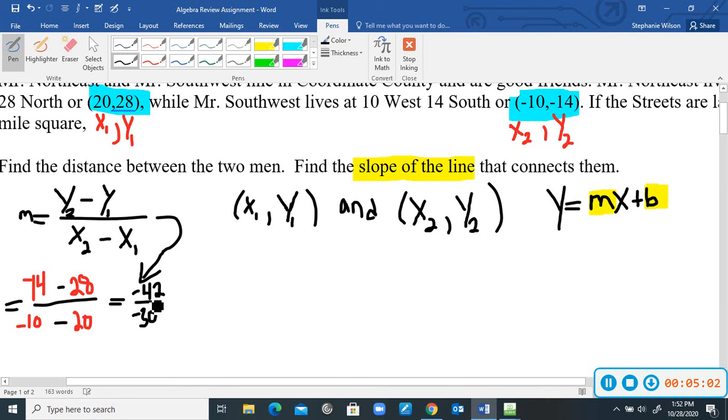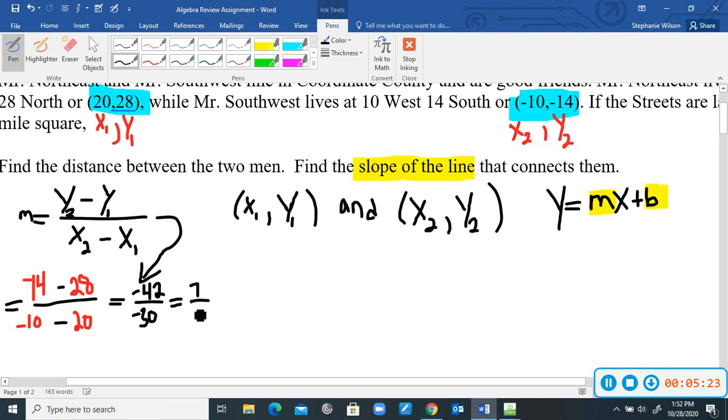Now, negative divided by negative becomes a positive, so that means I have a positive slope, and I'll talk to you a little bit about that in a minute. And now I see I got 42 over 30, and I want to reduce it if possible. And I noticed that it does reduce, and it reduces by 6. 6 goes into 42 7 times.